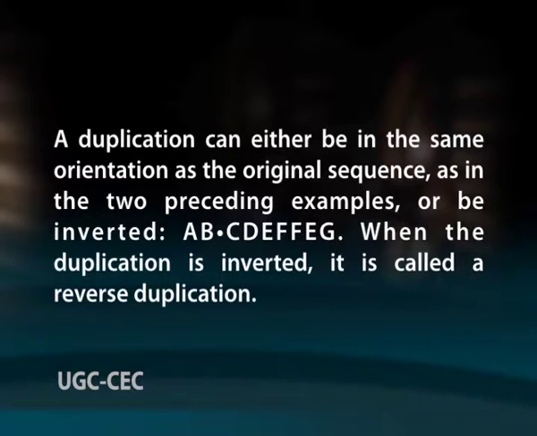An example of a displaced duplication would be AB.CDEFGEF. A duplication can either be in the same orientation as the original sequence, as in the 2 preceding examples, or be inverted: AB.CDEFFEG. When the duplication is inverted, it is called a reverse duplication.